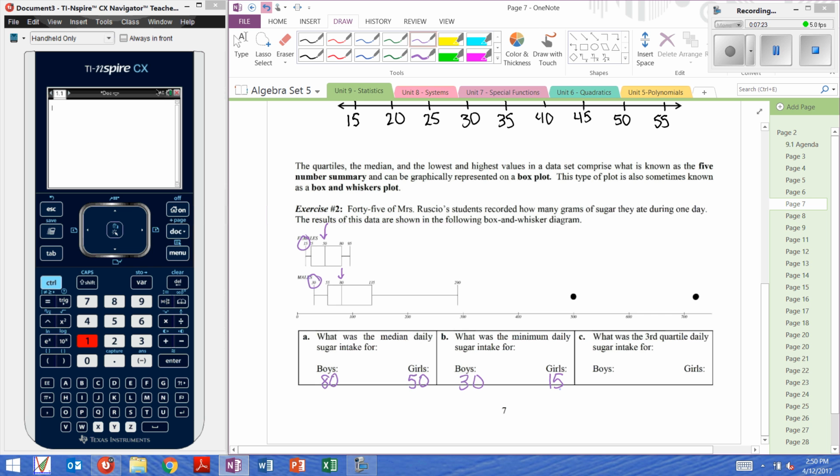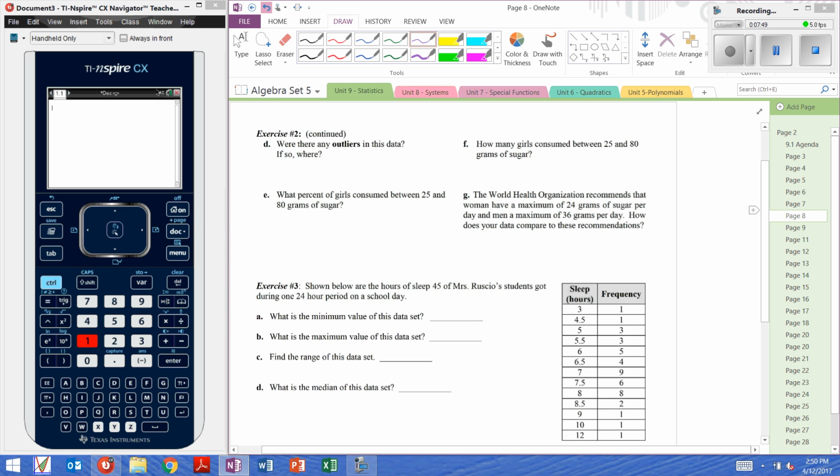C asks us what was the third quartile, and remember the third quartile is this top value here of the box. So the females 80, where the males was 135. It's pretty clear that most of the, or actually all the values for the girls are smaller than the values for the boys. All right, we're going to have to do some flipping back and forth because exercise 2 is continued on to the next page.